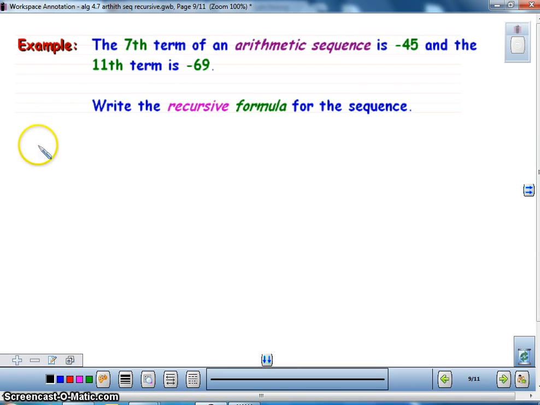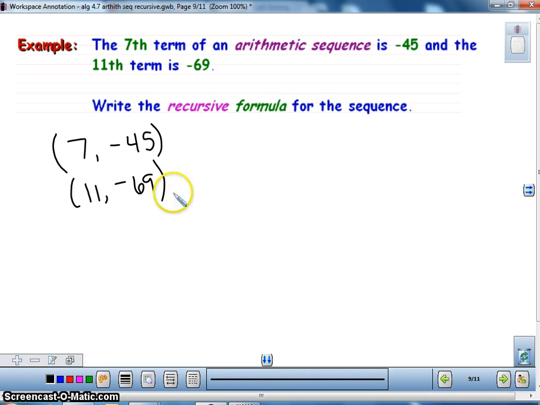Now, this is where it gets a little tricky, and we have to go back to what we knew about slope and y-intercept. It says, write a recursive formula for this sequence. What we know is the 7th term, so we're going to think of it as an ordered pair, is at negative 45, and the 11th term is at negative 69.